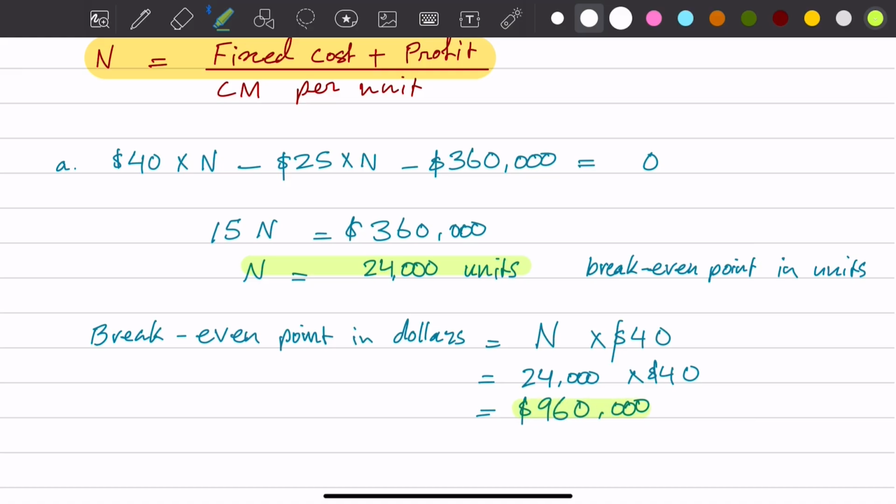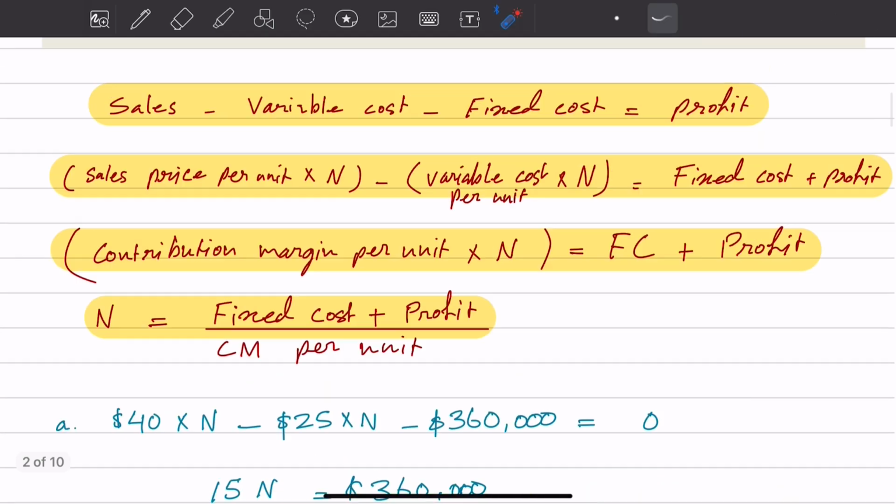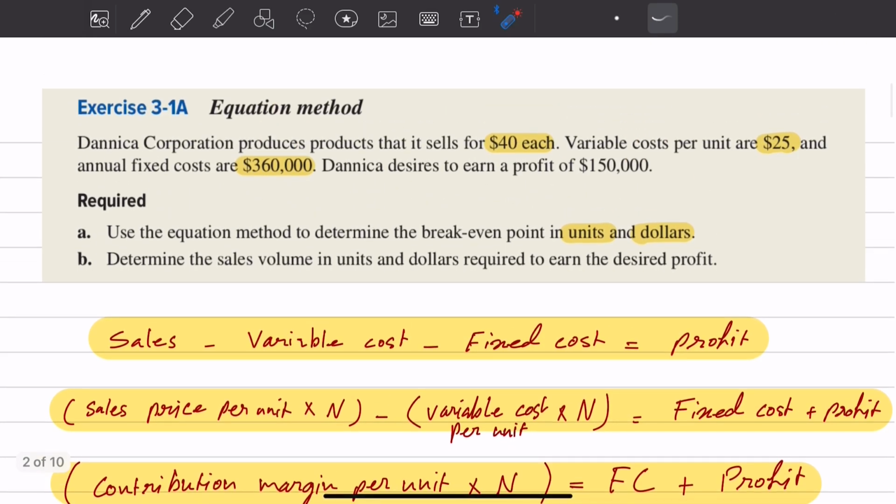Alright, so those are the two requirements for part A. Now let's go back and read part B. It says, determine the sales volume in units and dollars required to earn the desired profit. How much was the desired profit? Going back to the question, you can find it right here at the last sentence in the question, which is $150,000.